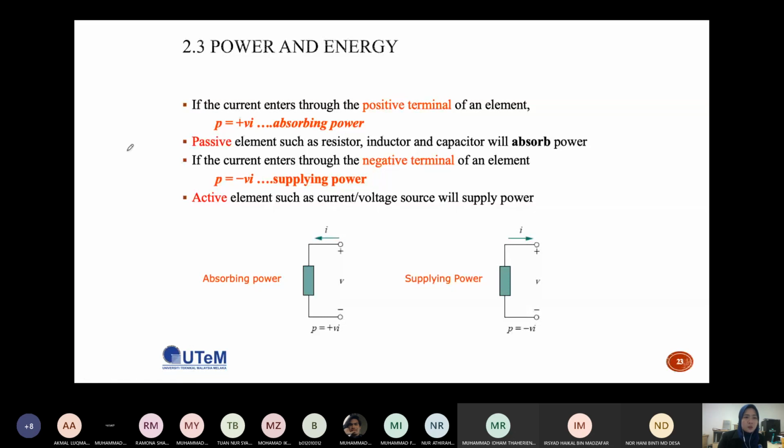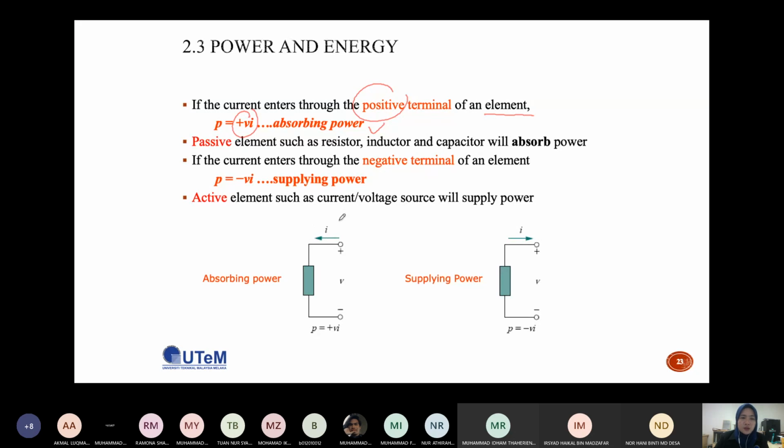Okay, so this one is very important. This is your learning outcome number 1 for chapter 2. It's stated here, if the current enters through the positive terminal of an element, the P will be positive and we call it the absorbing power.